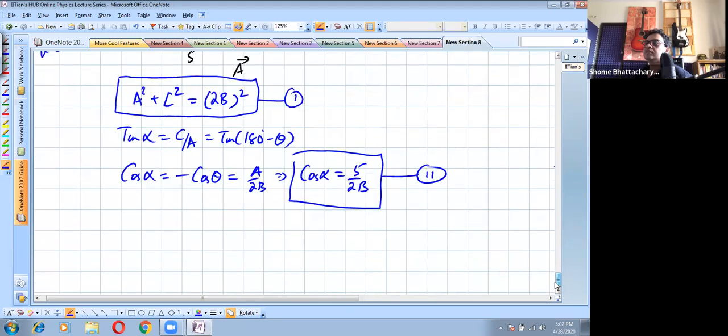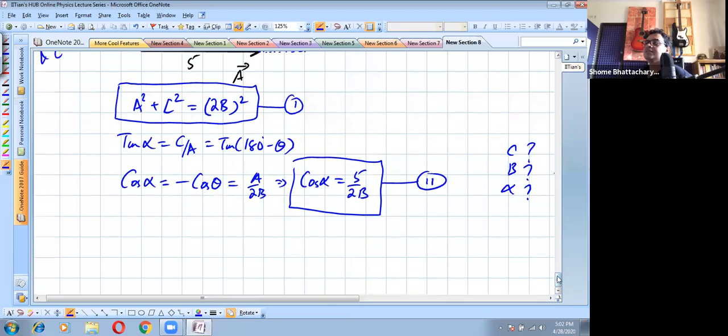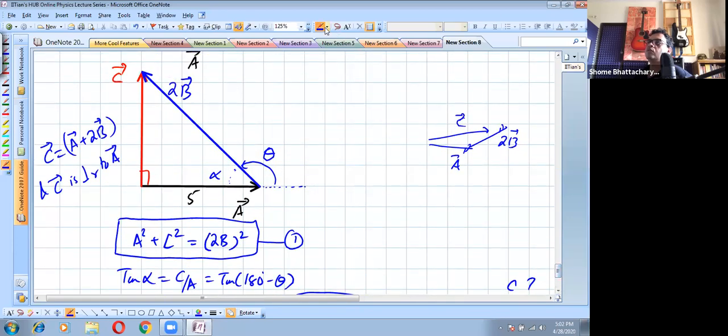So all those things are there. C is unknown, B is unknown, alpha is unknown. There are three unknowns in this set of equations: C is unknown, B is unknown, and alpha, or theta, is unknown. So two equations are not enough. So just solving the triangle of D, of C, is not going to help me alone.